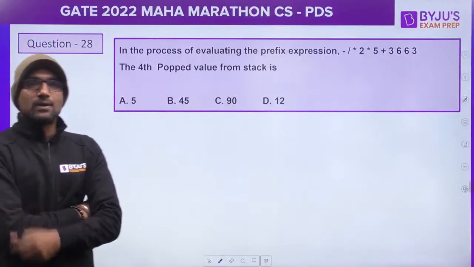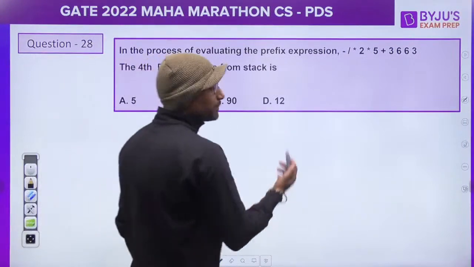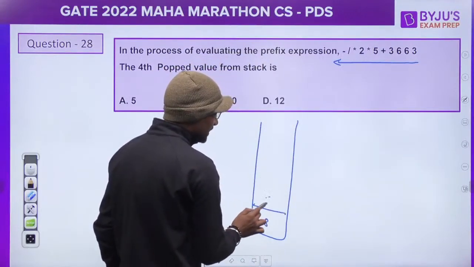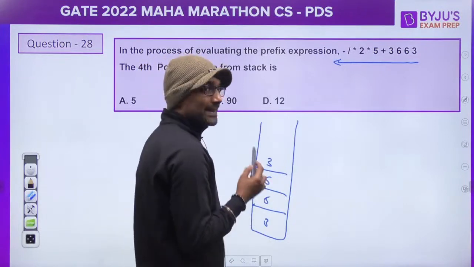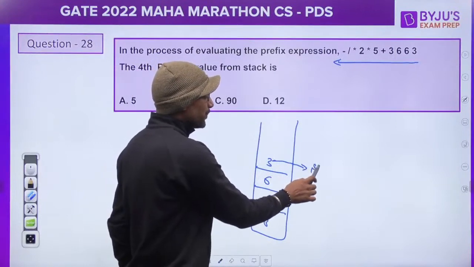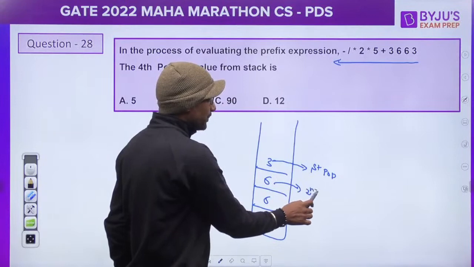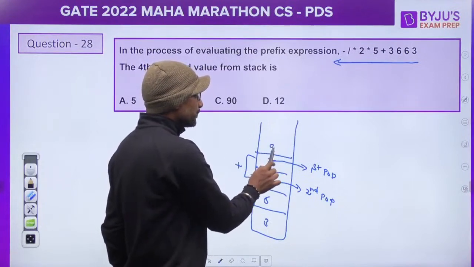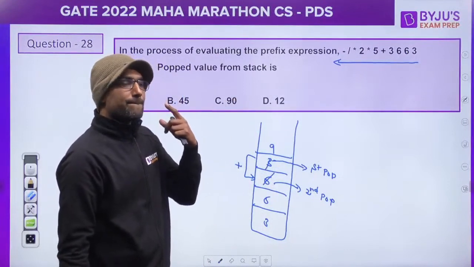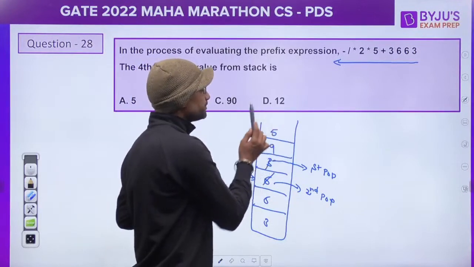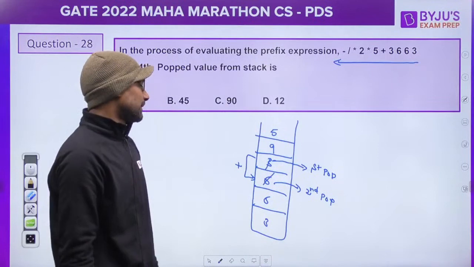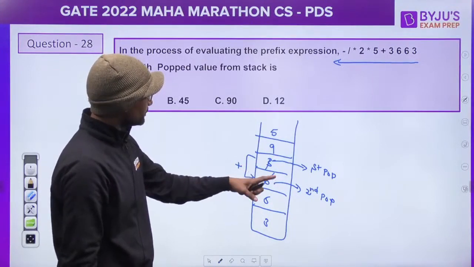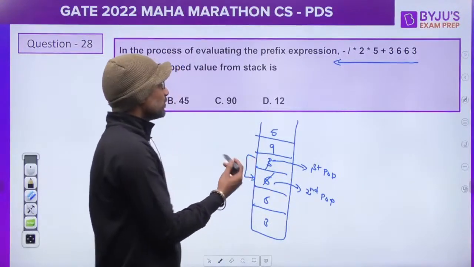So guys, what is the answer? Option A, option D. Let's see. For the prefix expression, we scan from right to left. So push 3, then 6, then 6, then 3, then plus. So what do you do? Pop, pop, perform 3 plus 6 and push. Then we have 5, push. Now we have multiplication. So what do we do? 3, 6, 6, 3. Now we do multiplication. So how do you do multiplication?